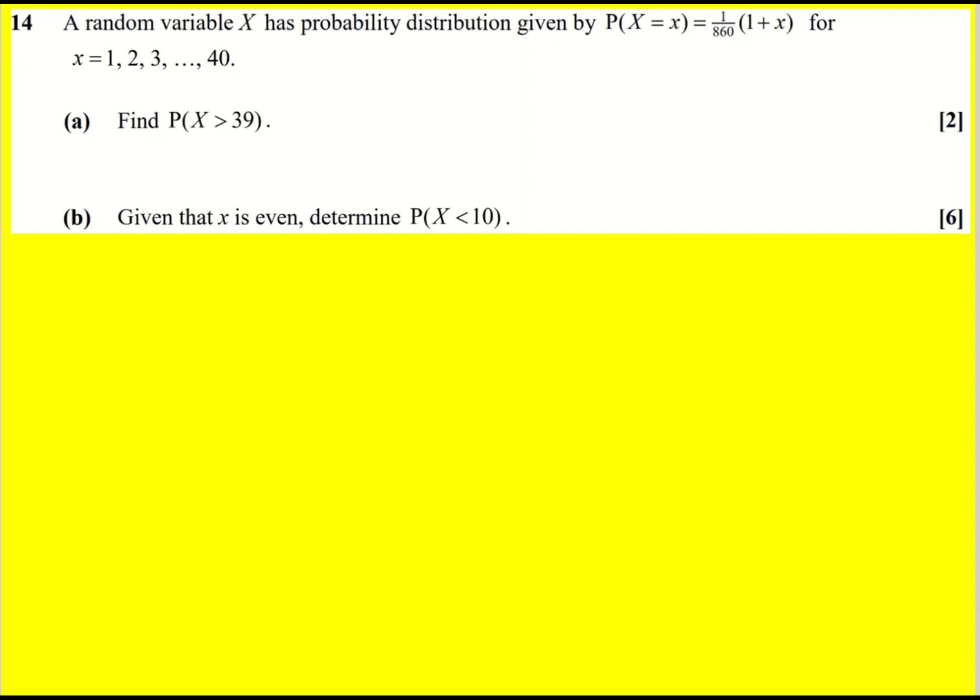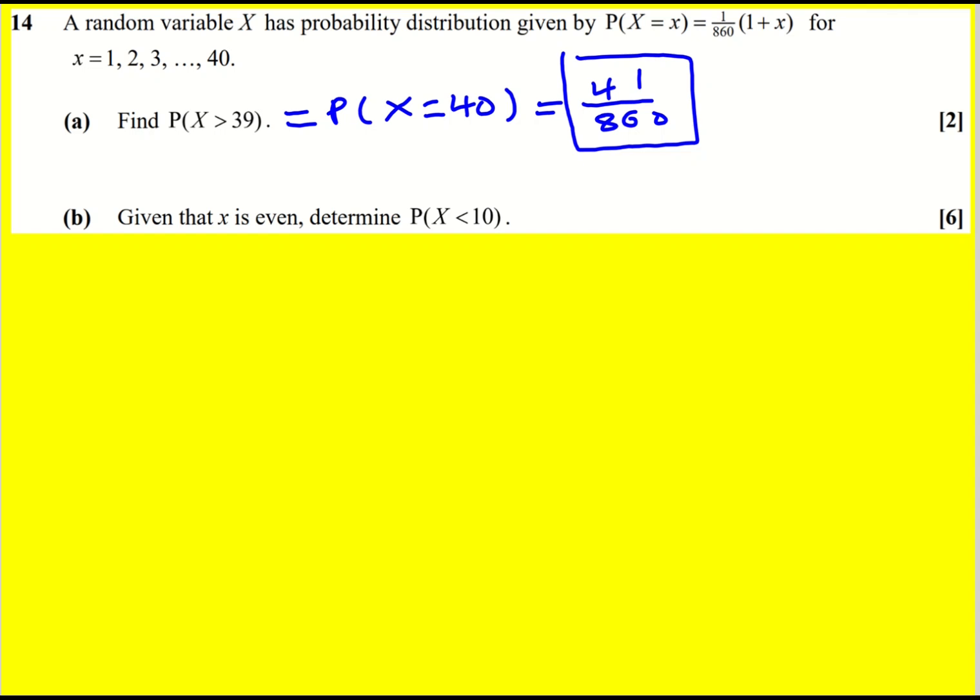Random variable x has this probability distribution for x equals 1 to 40, and we're asked to find the probability that x is greater than 39. Well, actually, that just means that x has to equal 40. And we sub in 40, we're going to get 41 over 860.